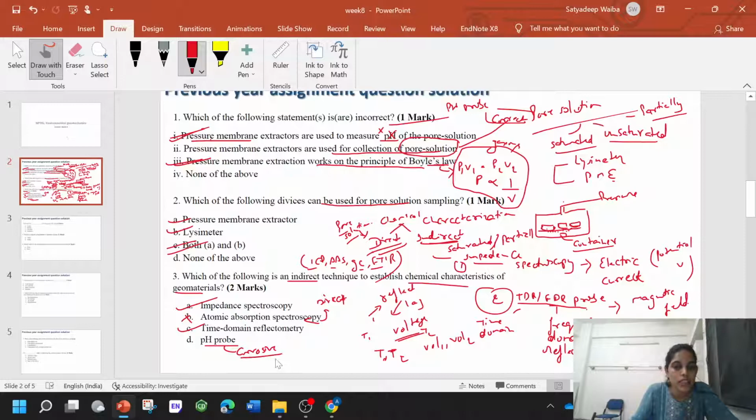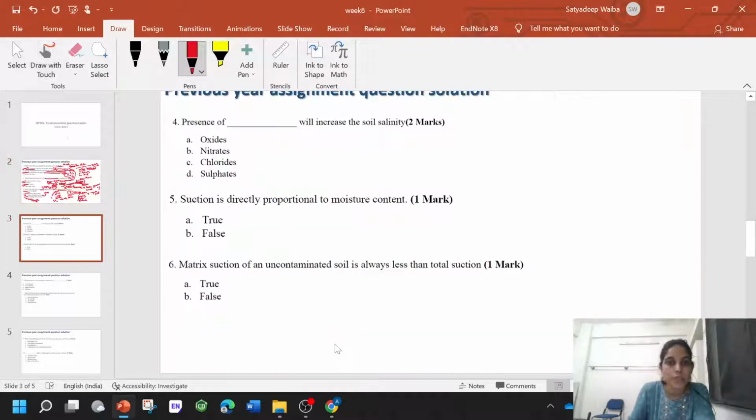It is about the corrosivity of the soil, and this we will study further, that is, how corrosive a soil is, because it depends on the different levels of certain ions. So the pH probe is also not the answer. For the indirect characterization, impedance and time domain are the answer for this question. Okay, now let's move to the next question.